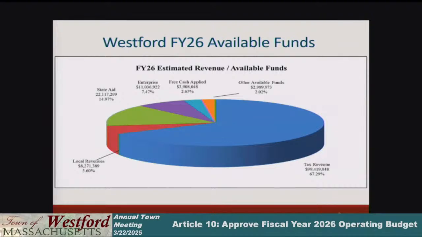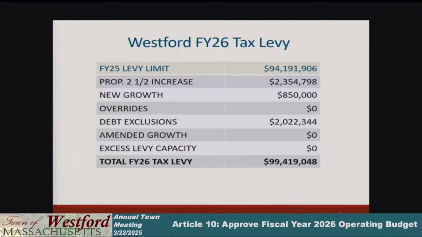This slide shows us the available funds that we have for fiscal 26 that make up our entire budget. You'll see in the blue that the majority of our revenues come from our tax revenues and very little come from others such as state aid, which again constrains how we can budget on a year-to-year basis. Our tax levy for fiscal 26 is just over $99 million, made up of what our fiscal year 25 tax levy was, the Proposition 2.5 increase, the new growth, which we have estimated, and then our debt exclusions built into that.